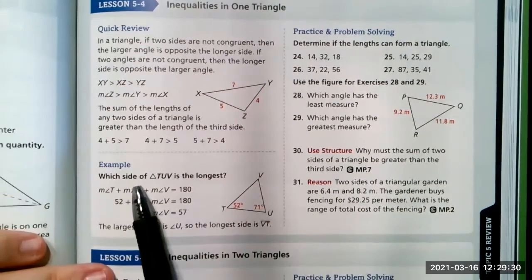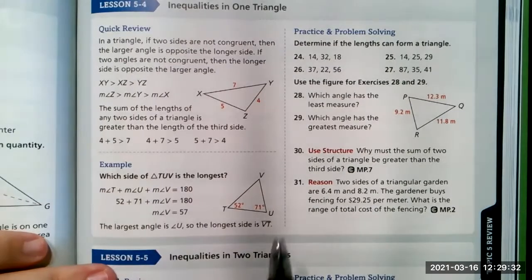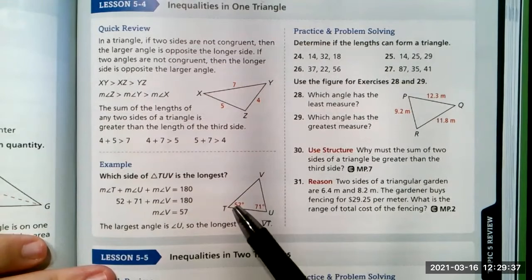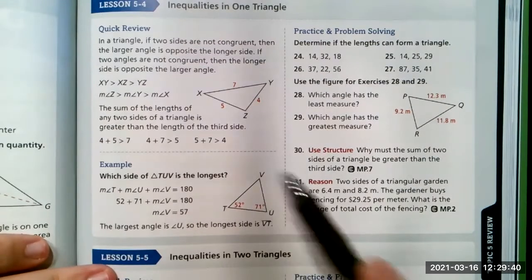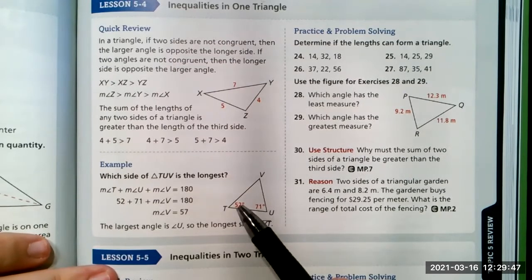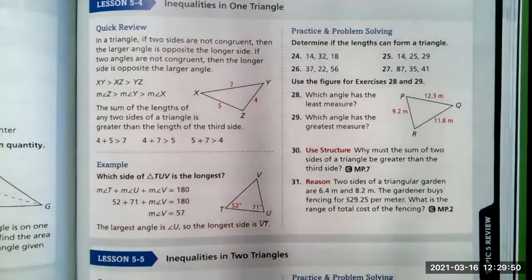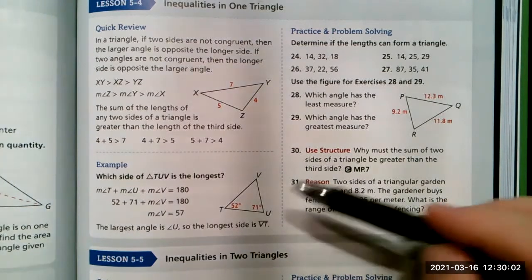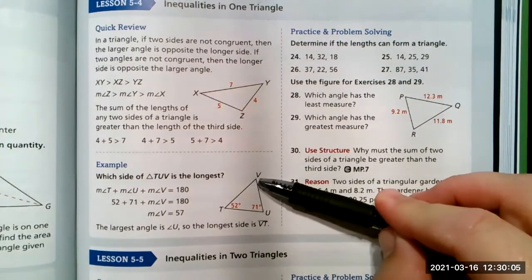So for this example, which side of triangle TUV is the longest? We know triangles add up to 180. If this is 71 and this is 52, that means that 180 for the whole thing minus 71 is 109. 109 minus 52. Ooh, my brain's getting fried. Let's do it on my calculator. 109 minus 52 is 57. So angle V has to be 57.